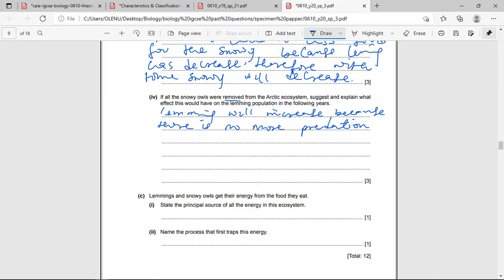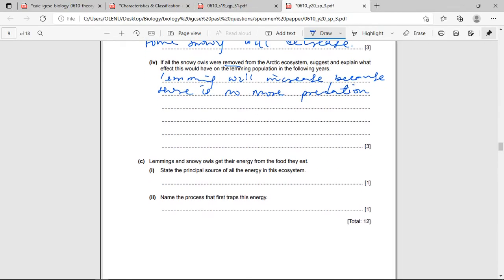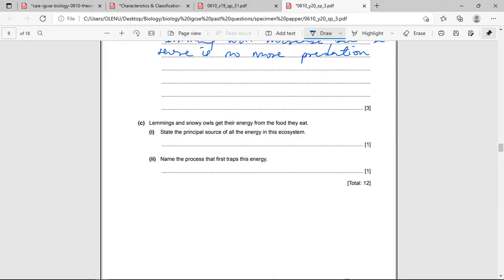Because there's no more predation, I think that's the major thing. So the next question is, lemmings and snowy owls get their energy from the food they eat. State the principal source of energy in an ecosystem. Sun. Name the process in which they trap this energy. Is photosynthesis.